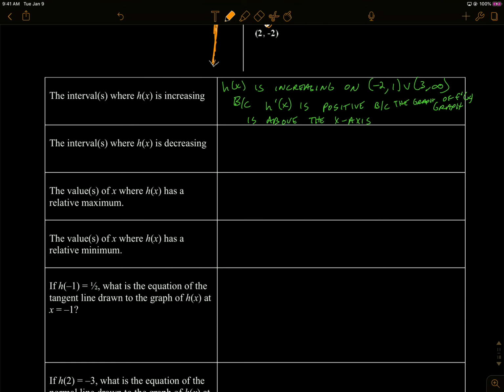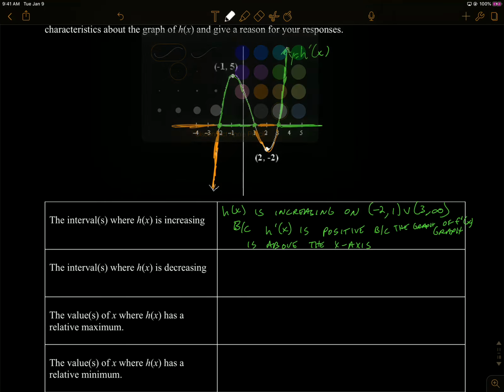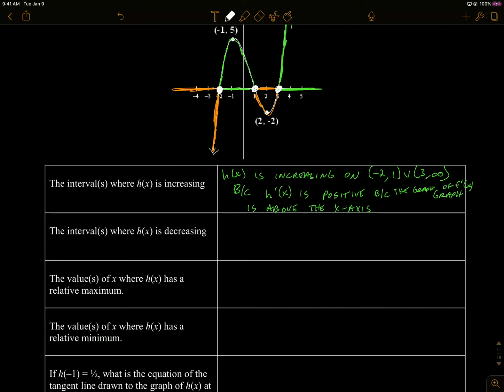Let's talk about relative minimum. So a relative minimum is going to be anywhere where the derivative is 0. So I will do those in white. And it's not just those points. The derivative has to switch from positive to negative or negative to positive. So those are the possible spots. Now I got to check if it switches. Well, at -2 it does switch.